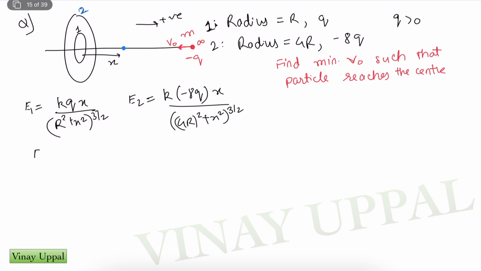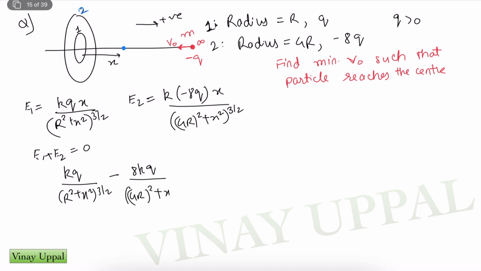Alright, so I'll need E1 plus E2 to be 0 for equilibrium position. And obviously one solution is x is equal to 0, which is the center, which is obvious. But we don't want that. We want to look at if there exists any other equilibrium position on the axis. So let's just take a look at that. So kq divided by (r square plus x square) raised to 3 by 2 minus 8kq divided by (4r the whole square plus x square) raised to 3 by 2 equals 0. I've just cancelled out this x when I added them and equated it to 0.